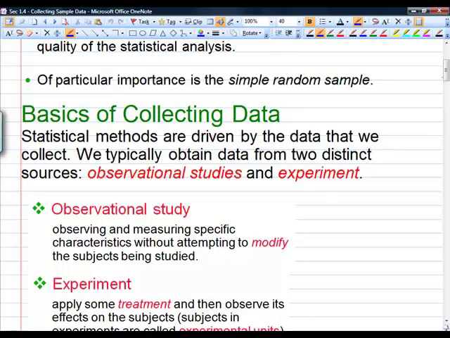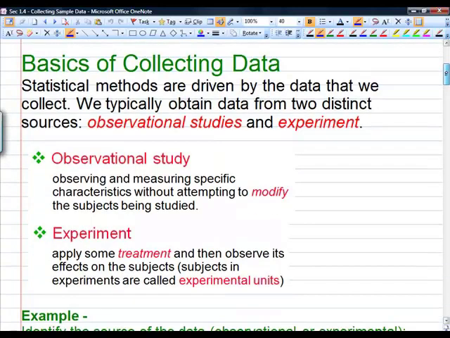Now, when you're talking about collecting data, there are two different types of studies in which we collect data. The first one is an observational study where we actually provide no treatment. We're just observing what happens to somebody. And the second one is an experiment. In an experiment, we actually do provide a treatment.